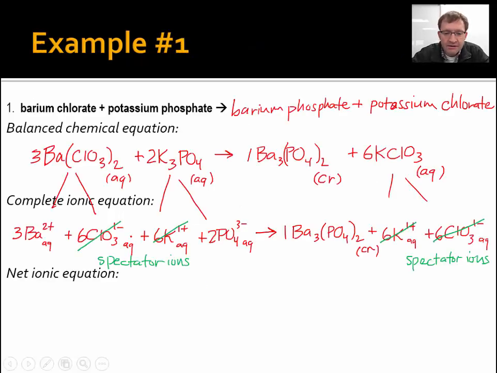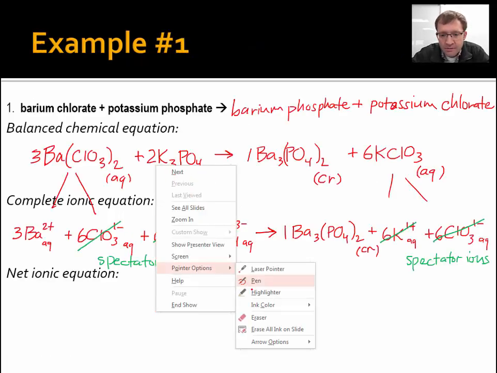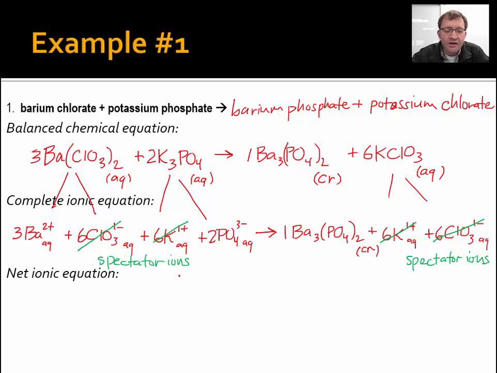So go back to this, and again I'm going to switch colors once more, just for setting things off a little bit. Try to get this over to a blue. And for a net ionic equation, all you do is look for what's left. What didn't you cancel out? Well, I have 3 bariums. I'll bring those down then. Be sure to bring their charge and their state.